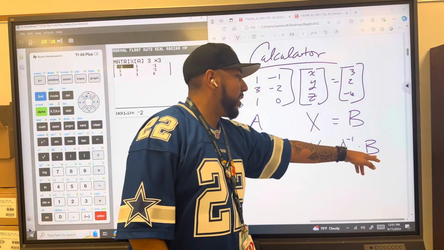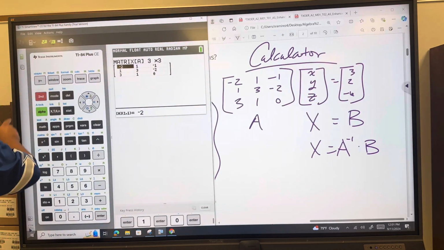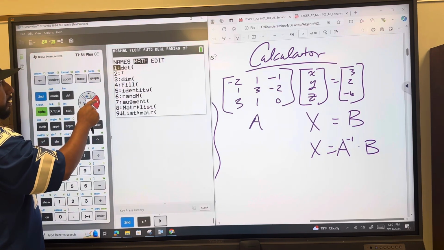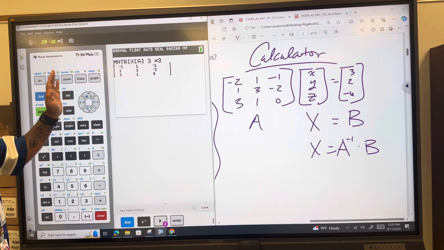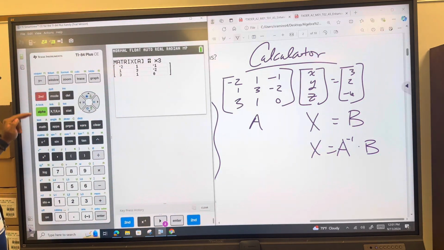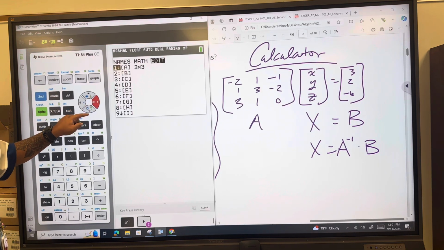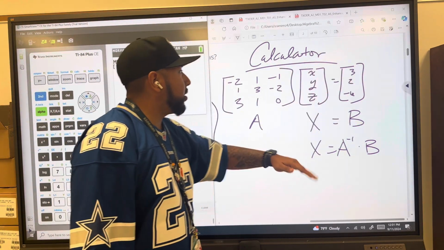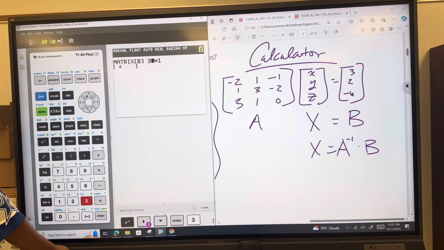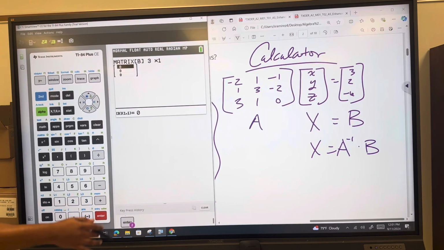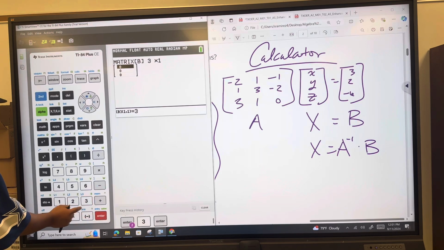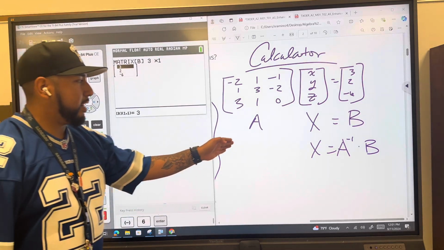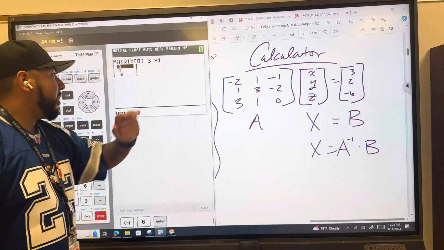Next piece, I need the B. Second, matrix. I'm going to edit because I need to put my B. Rows, columns. Oh, my bad. Let me go back. Sorry. Rows, columns. 3 rows, 1 column. 3 rows, 1 column. 3, 2, negative 6. And we're good to go. I identified my A, I identified my B. Now we solve.